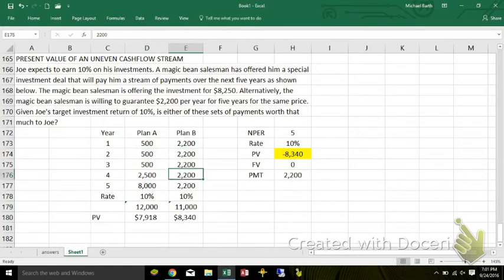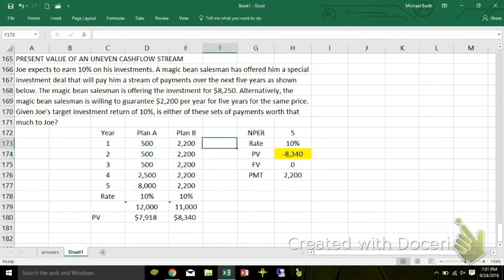Plan B, it would definitely be worth $8,250. Joe would actually be willing to pay up to $8,340 for it. But this set of cash flows is only worth $7,918 to him, so he wouldn't buy it. That's how we use NPV analysis. It's NPV for uneven present value cash flows.